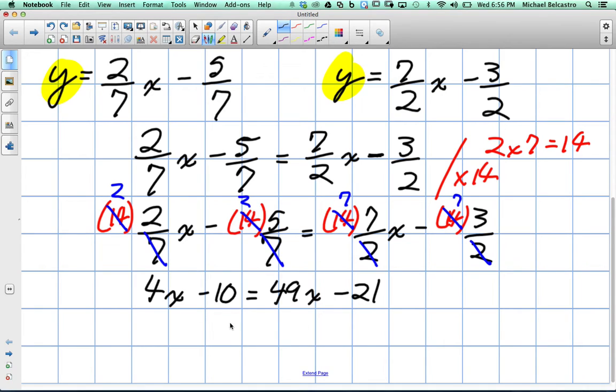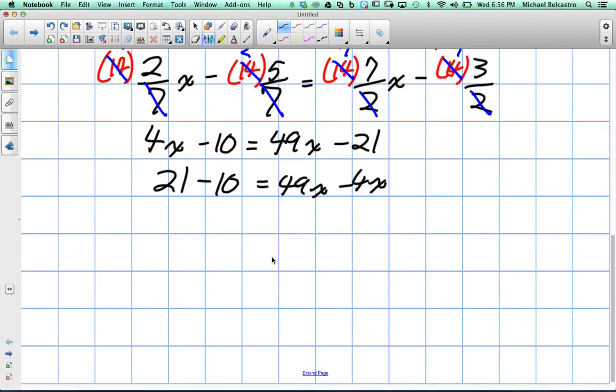I've got to get my like terms together, so I'll bring this 4x over here and the 21 over here. This becomes 21 minus 10, and this becomes 49x minus 4x, okay? This becomes 11, this becomes 45x, and x is equal to 11 over 45. That gives us an x value.